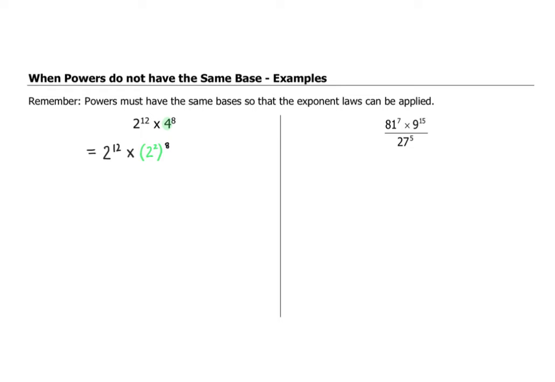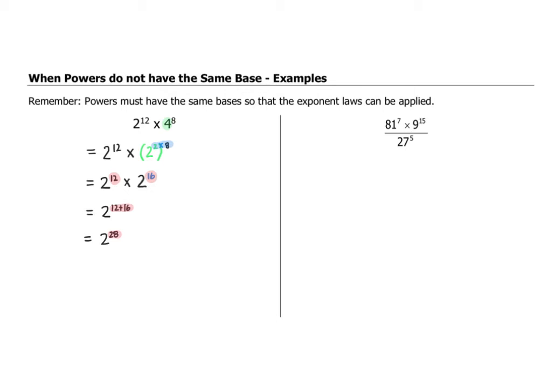We'll keep the 2 to the power of 12 and we'll multiply that by 2 to the power of 2 all raised to the power of 8. This means we'll be able to multiply that power of a power. So we'll wind up with 2 to the power of 16. Then we can use the exponent laws further to simplify: 2 to the power of 12 times 2 to the power of 16 is going to be 2 to the power of 28, because we'll be able to add those exponents because they have the same base.